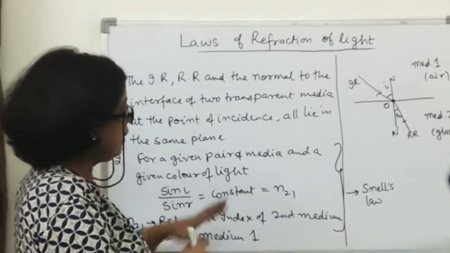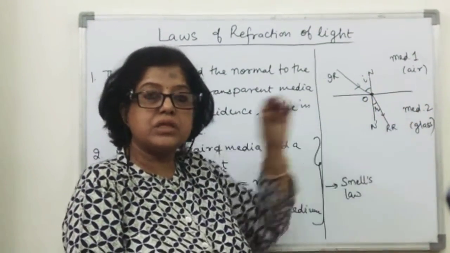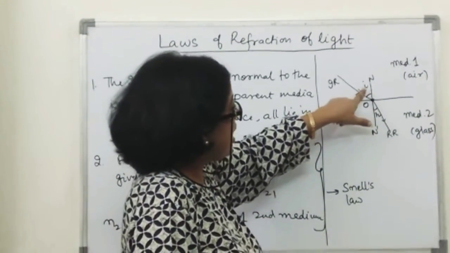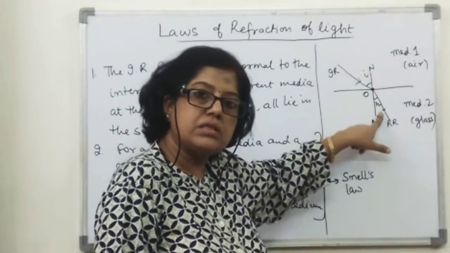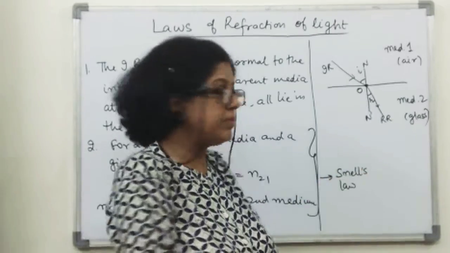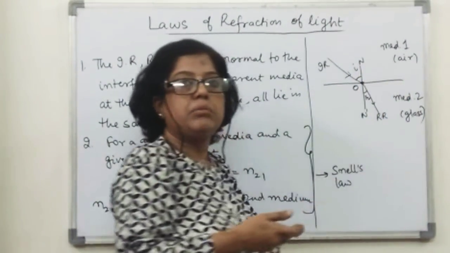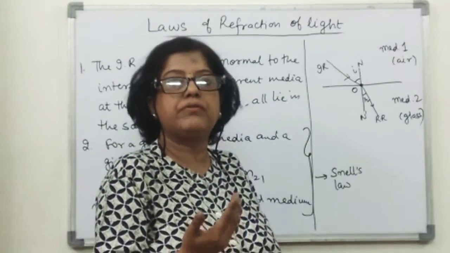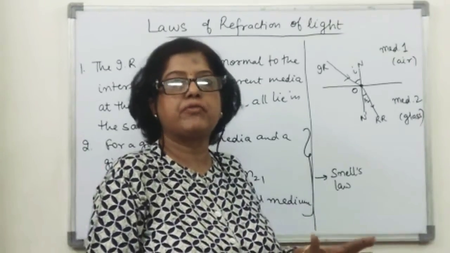Fine. For example, here I have taken a pair of media. Now this law says that the ratio of sine i to sine r is a constant for a given pair of media and a given color of light. That means it will be constant for a given pair. Here I have taken an air-glass pair of media. If it is air to water, the value will be different. If it is glass to water, the value will be different. For a given pair of media, it is constant.